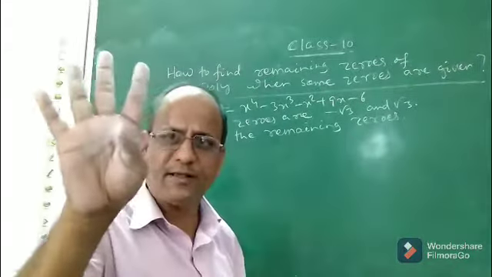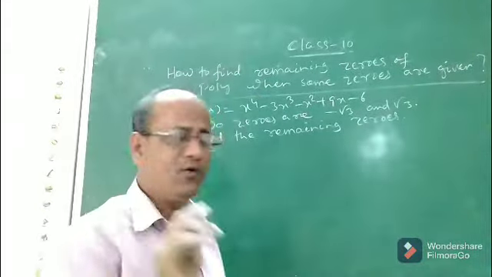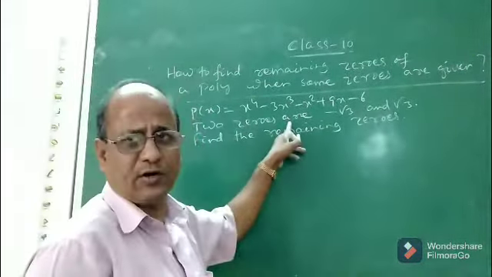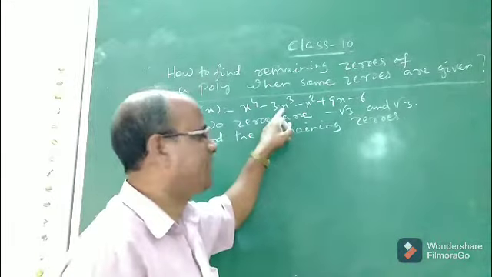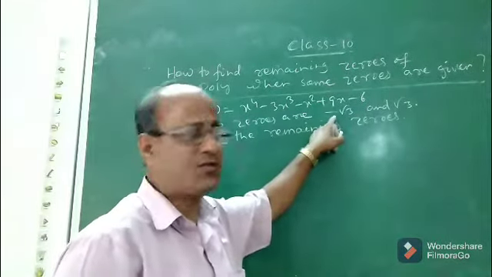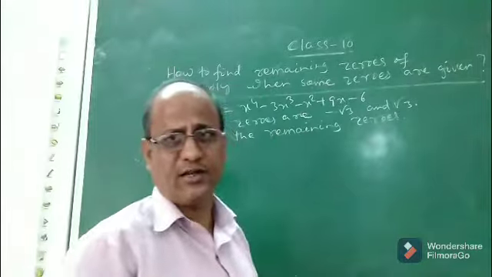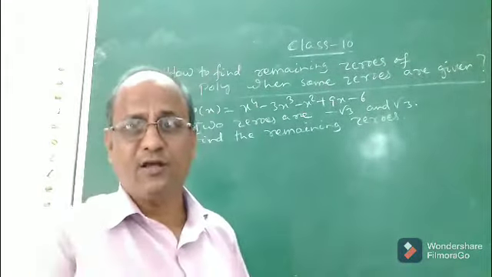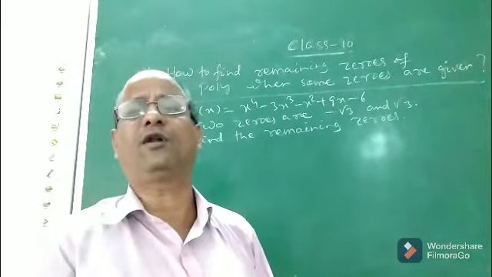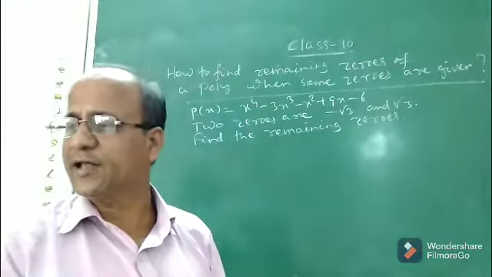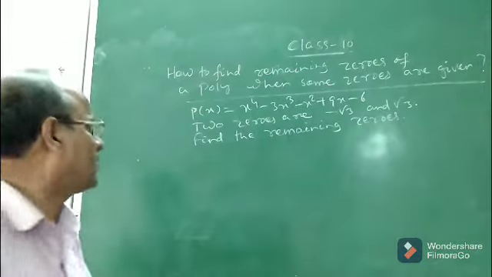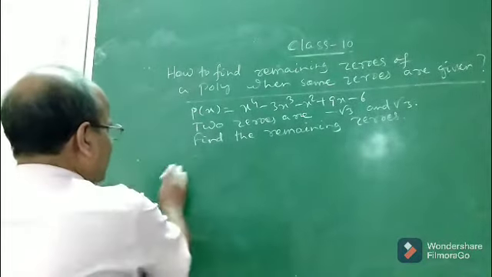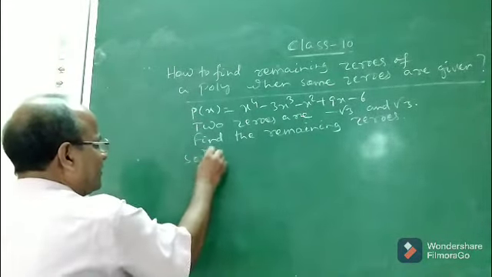So it will have how many maximum zeros? 4 zeros maximum, okay? Suppose you are given 2 zeros only. Suppose 2 of its zeros are given: one is minus root 3, the other is plus root 3. 2 zeros are already given, so it has 2 more zeros. So how to find those 2 more zeros? Okay, so what are the steps? Let us discuss.